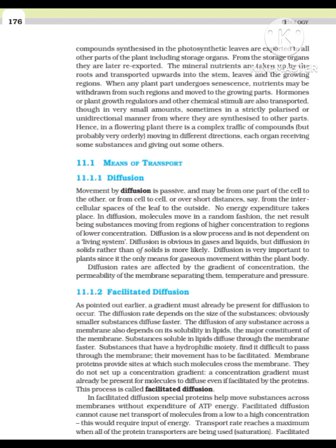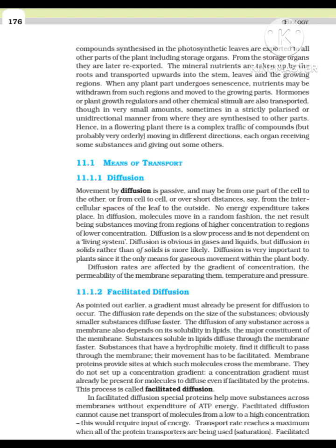Diffusion is obvious in gases and liquids, but diffusion in solids is more likely rather than of solids. Diffusion is very important to plants since it is the only means for gaseous movement within the plant body. Diffusion rates are affected by the gradient of concentration, the permeability of the membrane separating them, temperature and pressure.